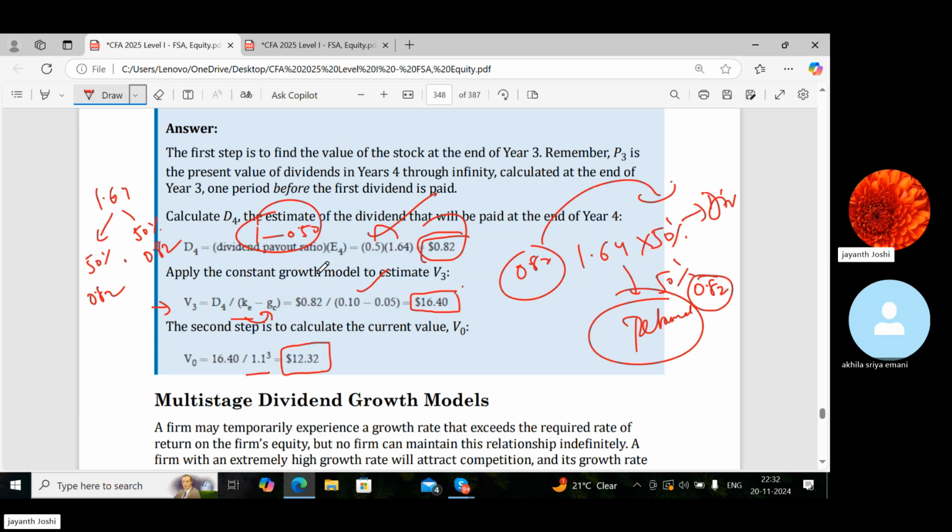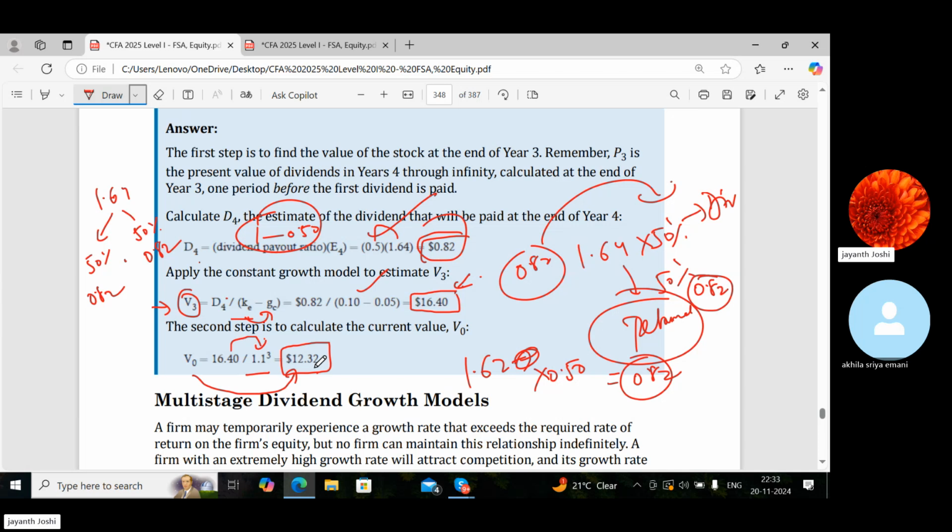So what they did is first they took the earnings of 1.64. They took 50% of this to find out the dividend value. They got 0.82. That is the dividend value at the end of year 4. Then they took the cost of equity to discount and adjusted the growth factor so that they get the value of the stock at the end of year 3. The end of year 3 stock value they discounted back to present value, 1.10 whole cube, because 3 years, right? This is the end of year 3, so we discount it back 3 years as on today. So it will be 12.32. So the value of the stock as on today is 12.32.